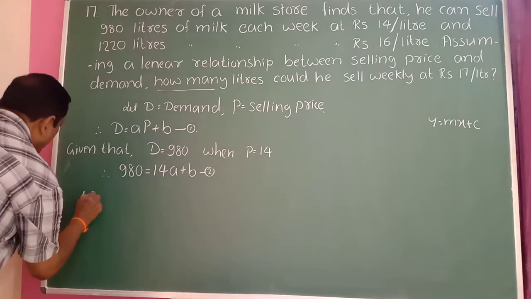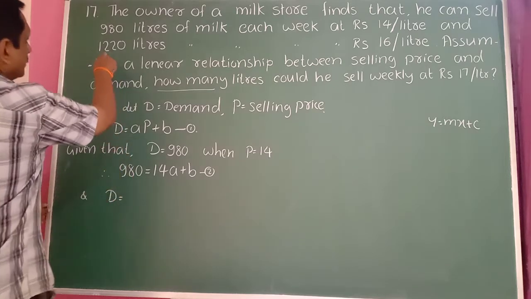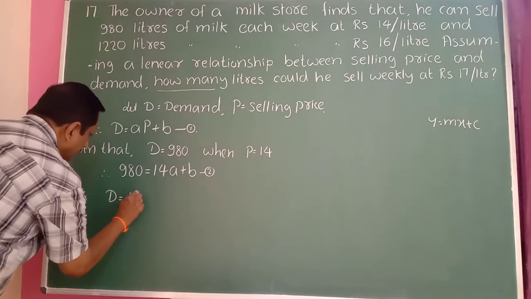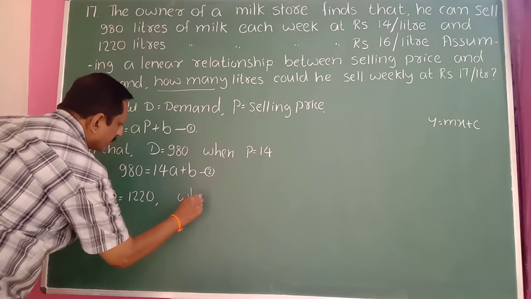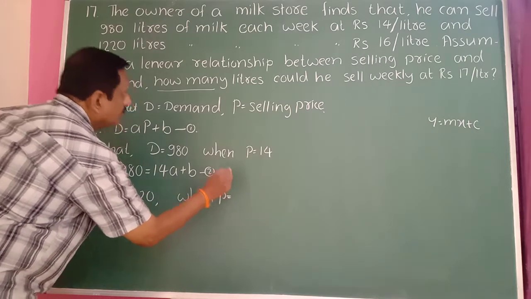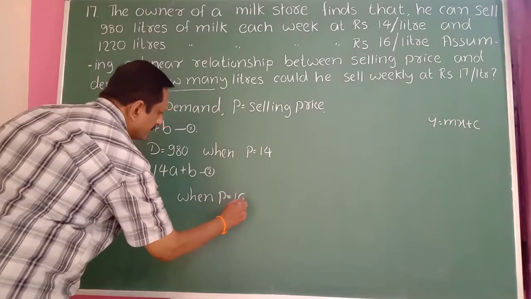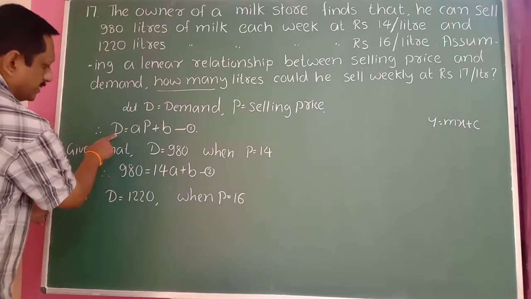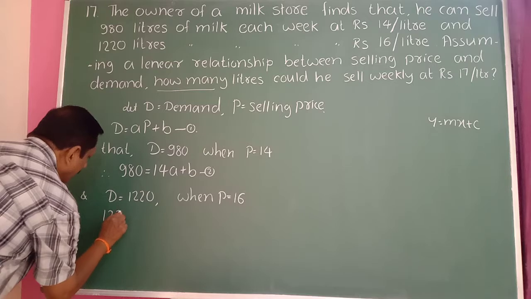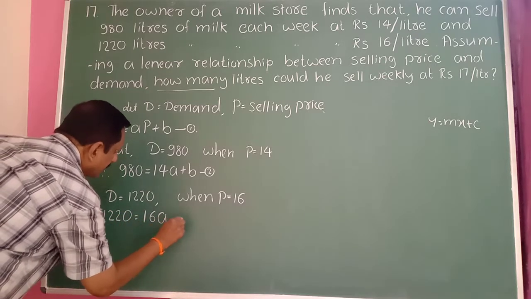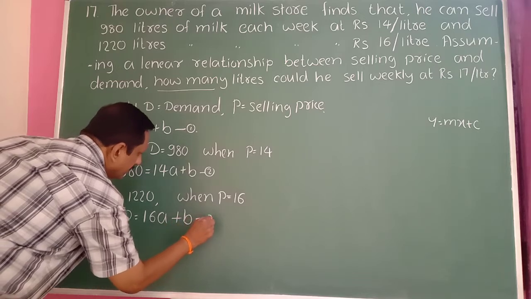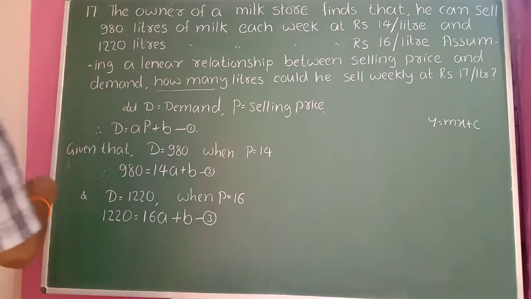And D is equal to 1220 when P is equal to 16 here. Therefore, 1220 is equal to 16A plus B. Take this one as equation number 3.